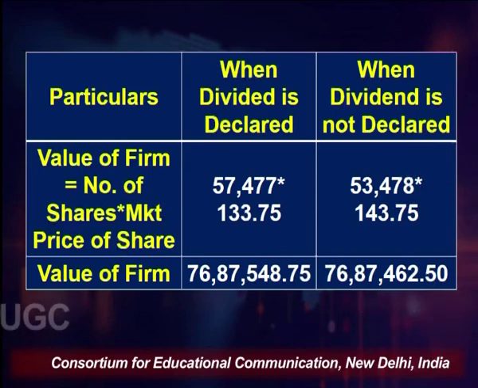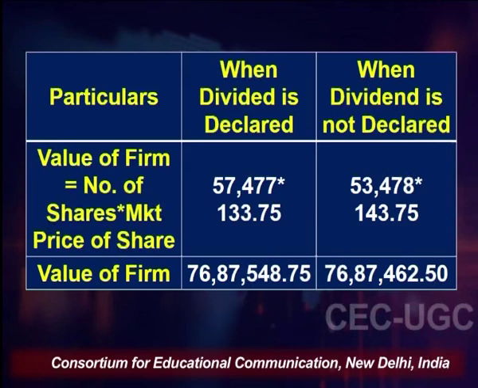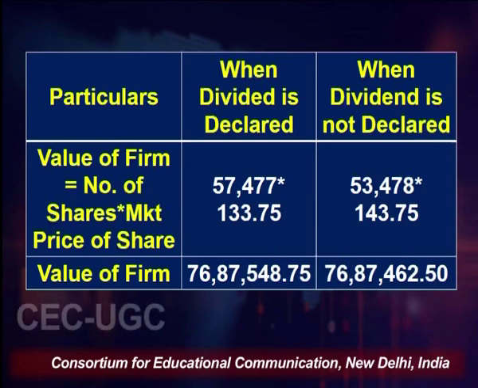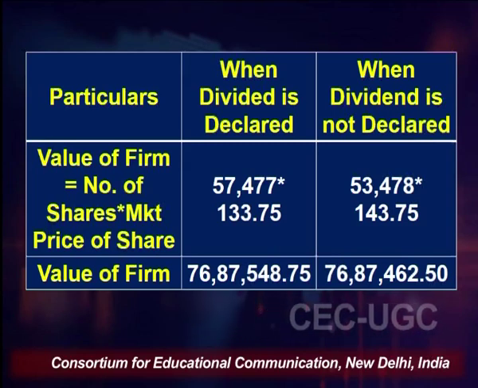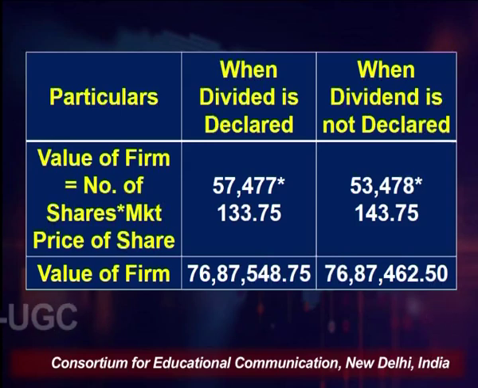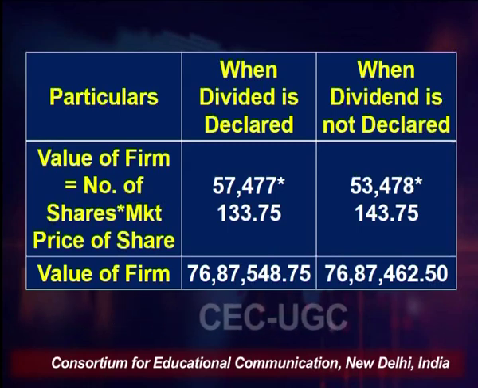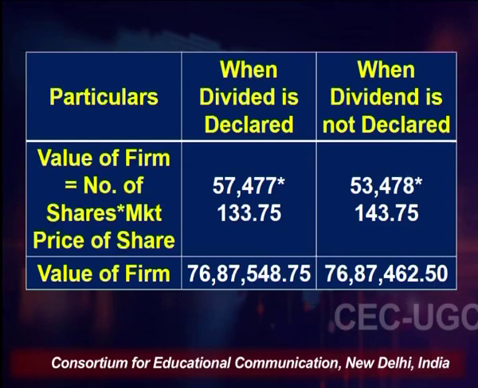There is a minor difference, because of the difference in the calculation due to decimals. So, the conclusion is, whatever decision you take, whether you are declaring dividend or not declaring dividend at all, the value of the firm will not be impacted and will remain the same. So, this is the conclusion of the hypothesis.